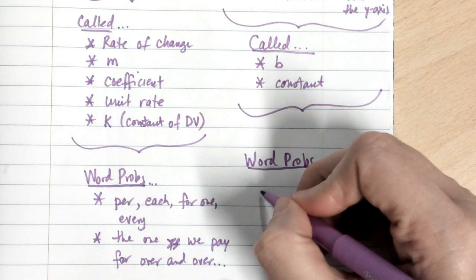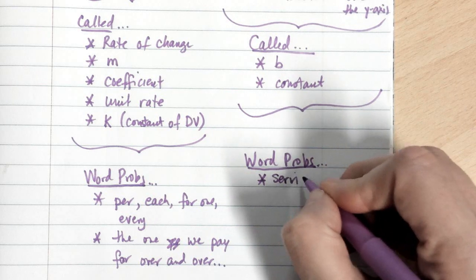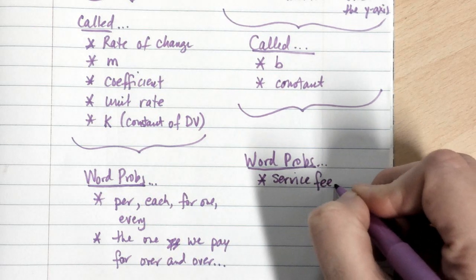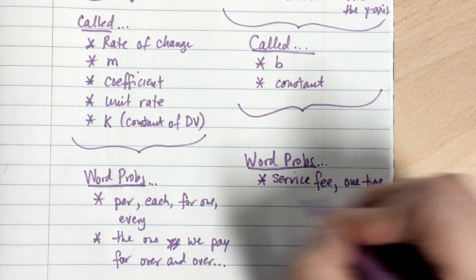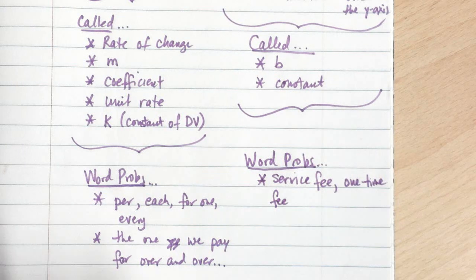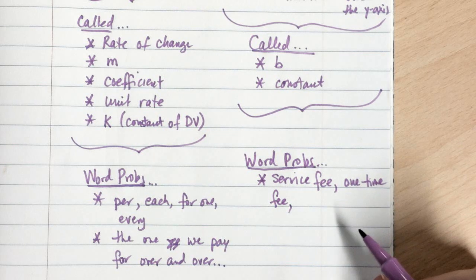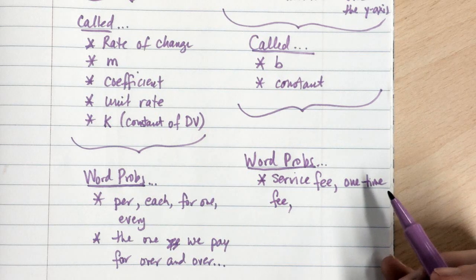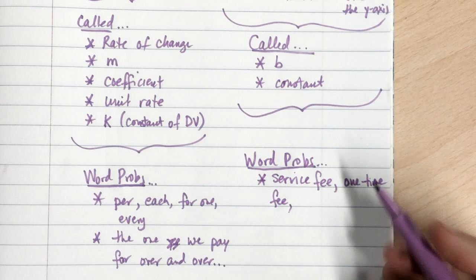Okay, so here's an example. A service fee, a one-time fee. Like if they talk about an application you have to fill out, you have a one-time fee for your application. You're renting an apartment monthly, but you have a one-time fee for your application, or you're getting your dog boarded somewhere and you have a one-time fee.